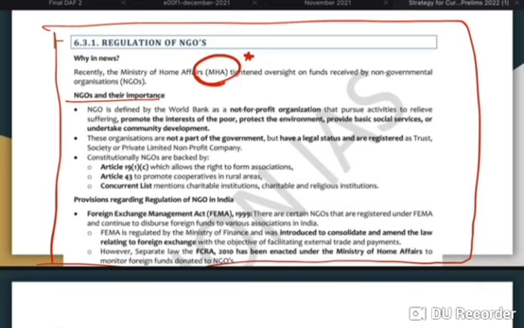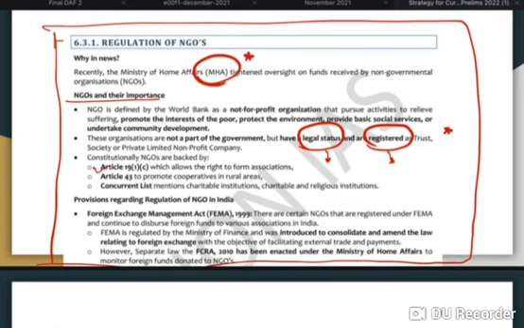These organizations are not a part of government but have legal status and are registered as a trust, society or private limited non-profit company. Now this is important. They have a legal status and they are registered. UPSC might say in the question that they are an unregistered body, or they don't have any legal status in India. So the questions can be framed on these topics.